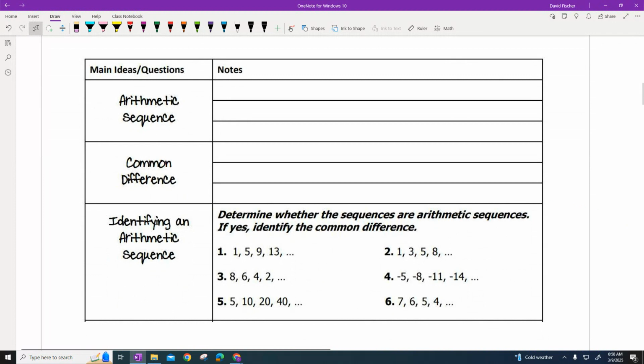There's a formula that's on my board in my room, but an arithmetic sequence is a sequence in which the difference between any two consecutive terms, so that means one right after the next, is constant. Constant means the same.